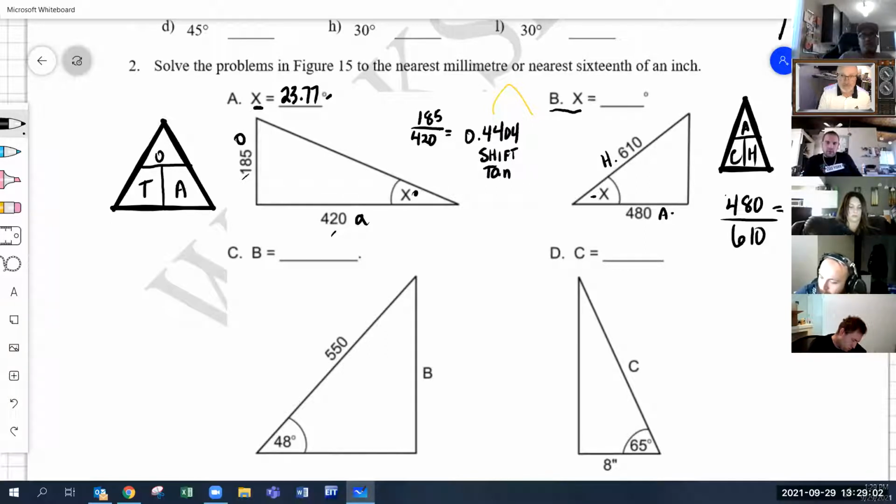And that comes out to 0.78688. And now hit the shift button and cosine, and my angle is 38 degrees, 38.1.